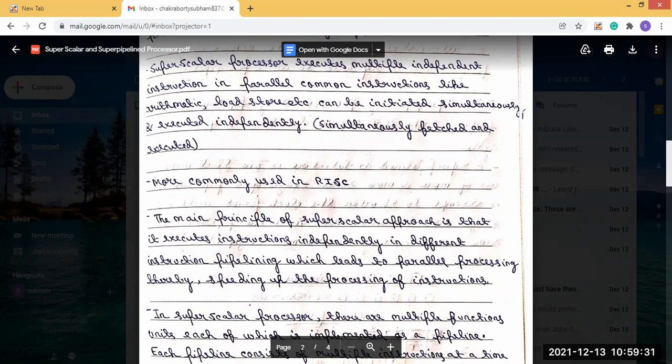That means the main principle of the superscalar approach is that it executes instructions independently, because multiple pipelines are present. So multiple instructions will be executed independently in different instruction pipelines. That is the basic thing: multiple instructions are executed in multiple pipelines.